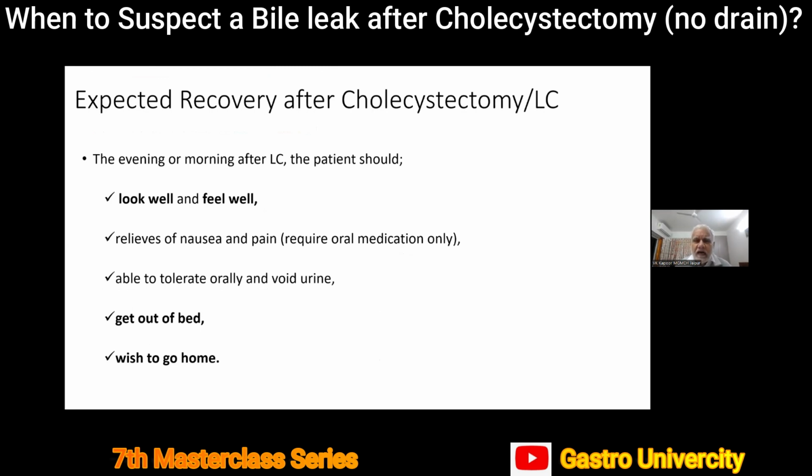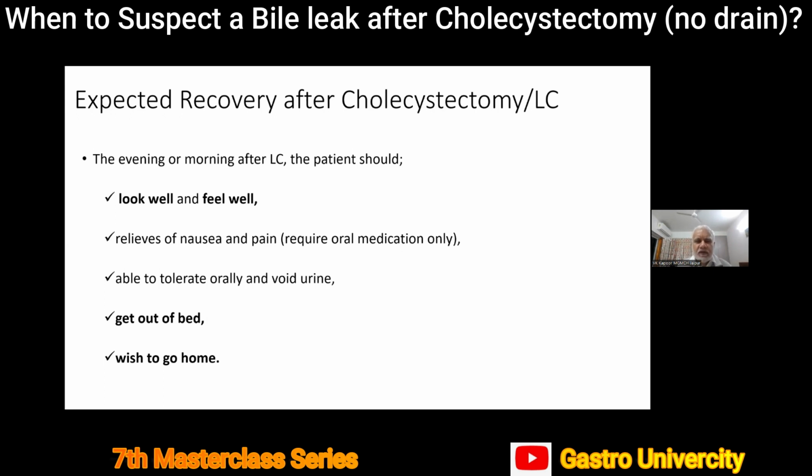Now, what do we expect after a lab chole, especially? On the evening of the operation, if it was done as the first case, but if it is later, then at least by next morning, the patient should look well. I always tell my students that when you go and see a patient next morning in your morning round after a lab chole, the patient should say hello, namaste, or whatever to you. She should be sitting up in the bed and she should look like as if she is a pre-operative patient. That is what we expect after a lab chole.